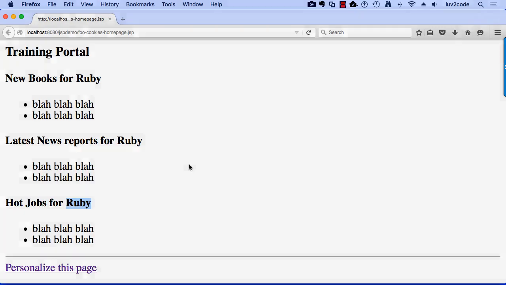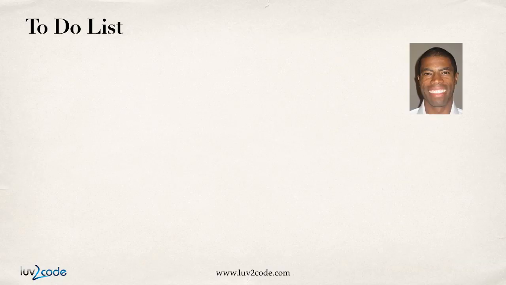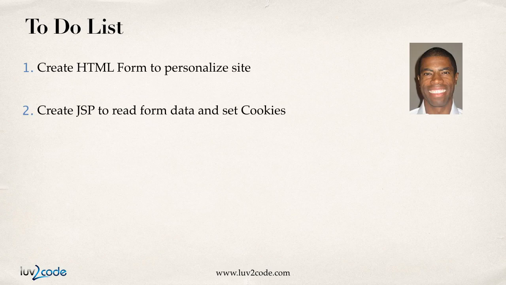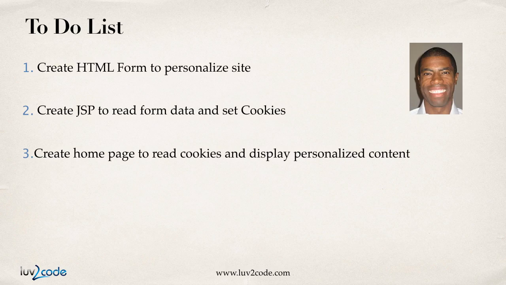All right. So let's talk about writing code, but I always like to start with a to-do list. The first thing we're going to have to do is create an HTML form to personalize the site. Then we'll need to build a JSP to read form data and set cookies. And then finally, we have to create our home page to read the cookies and display the personalized content. All right, a lot of good things in store here. Let's dive in and start writing some code.